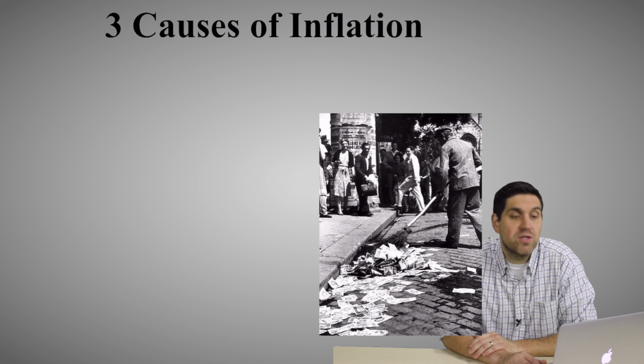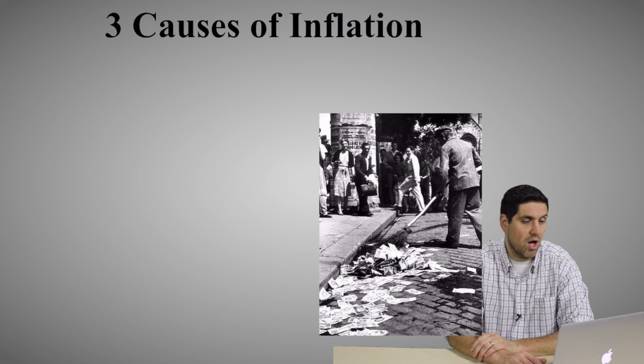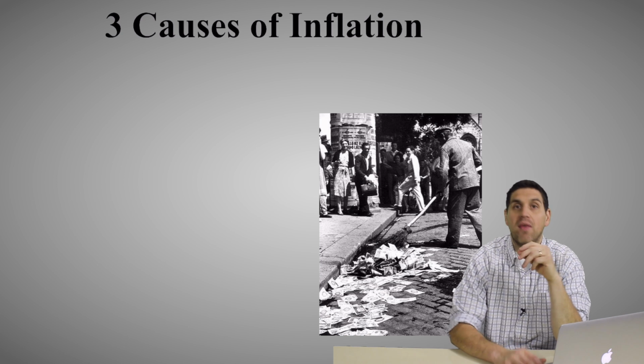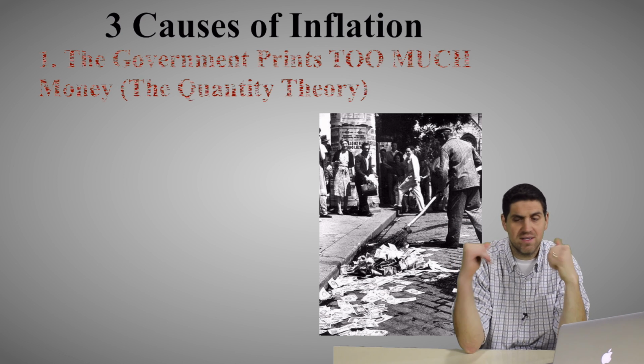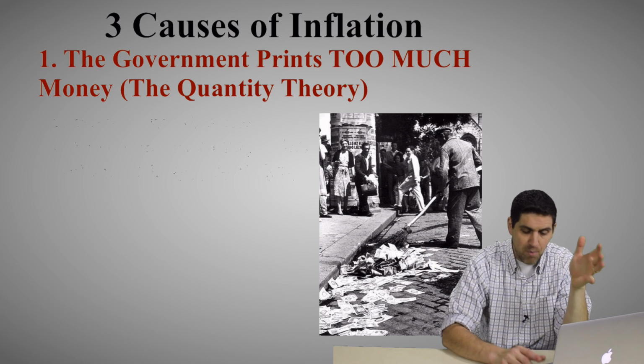The last thing we're going to do is talk about the 3 causes of inflation, something called the quantity theory of money. All right, 3 reasons why prices go up. The first one is the government just prints money. This happens in multiple different countries.